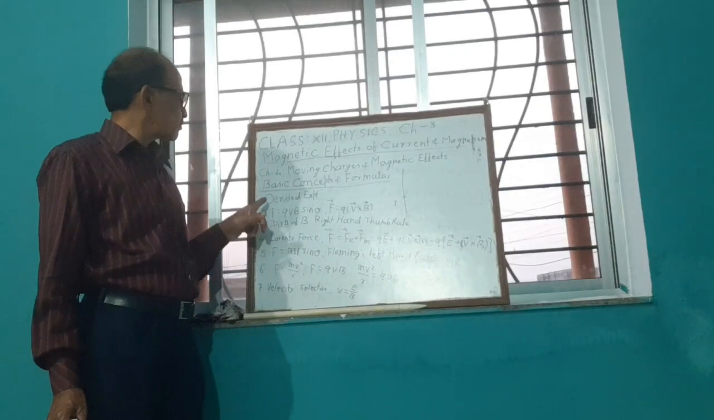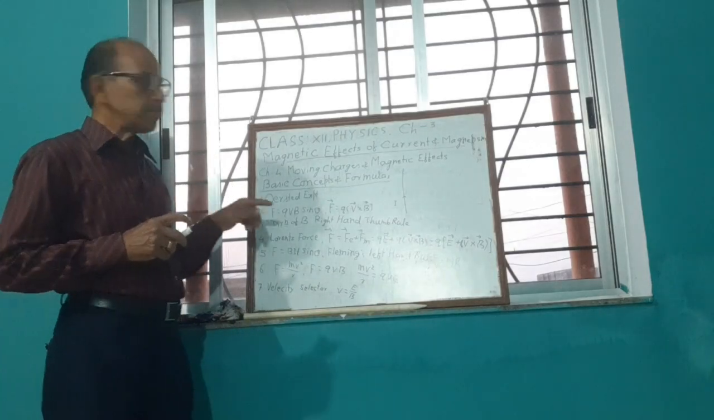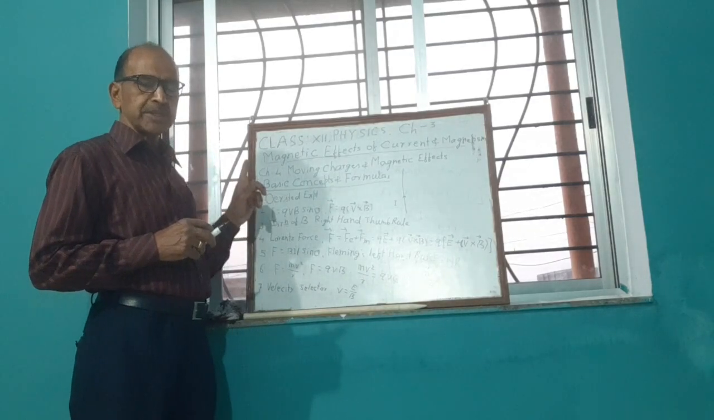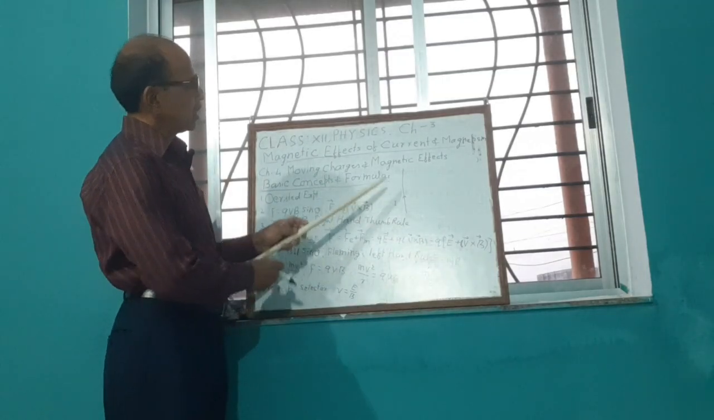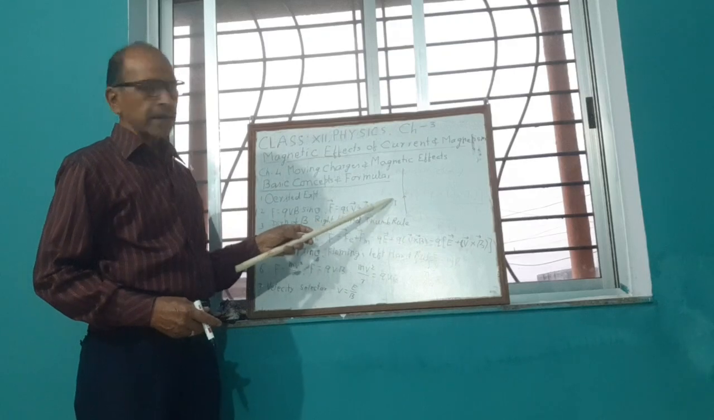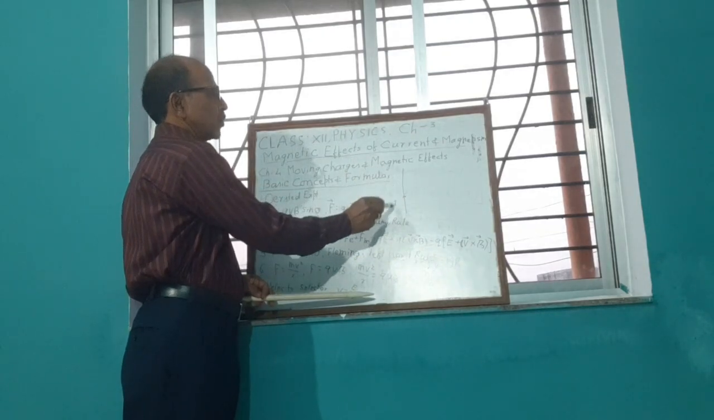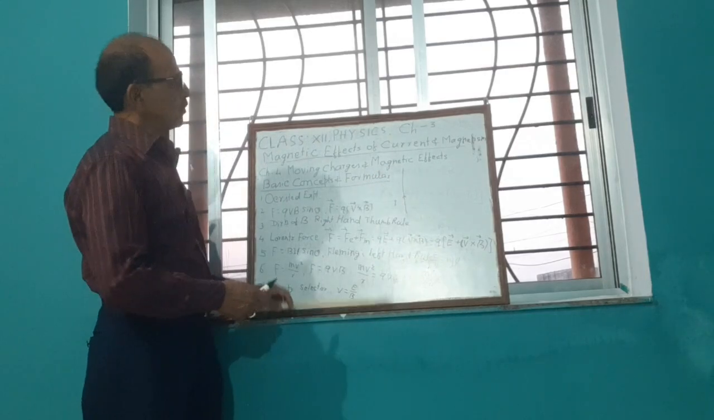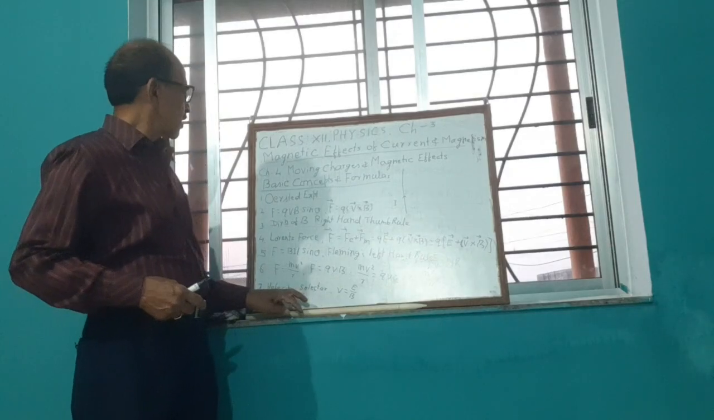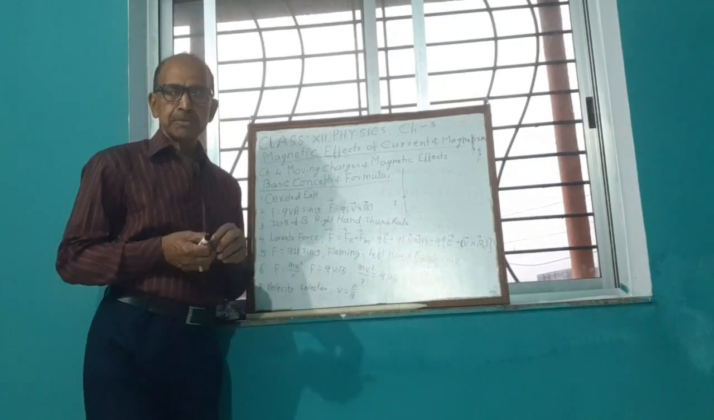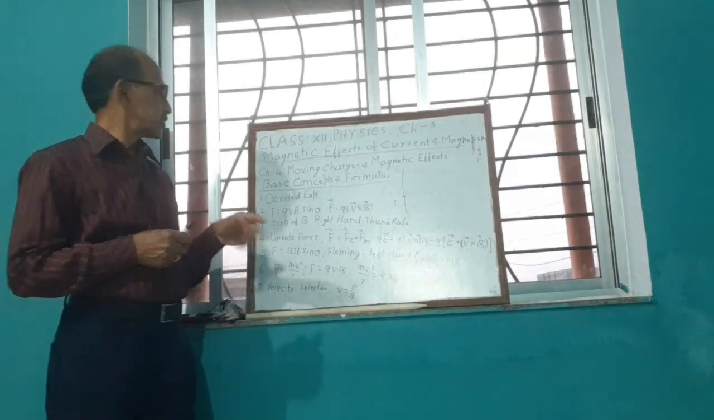So here, first, if current is flowing around the conductor, a magnetic field is produced. Who has given this concept? Oersted. Here there is a wire, and current I is flowing through the conductor, so a magnetic field is produced. After that, the measurement of the magnetic field is given by the Biot-Savart law. Later on you will study it.